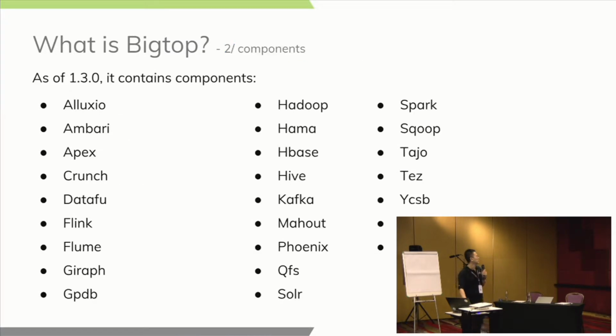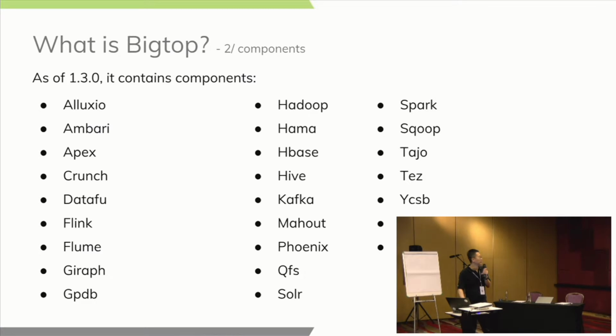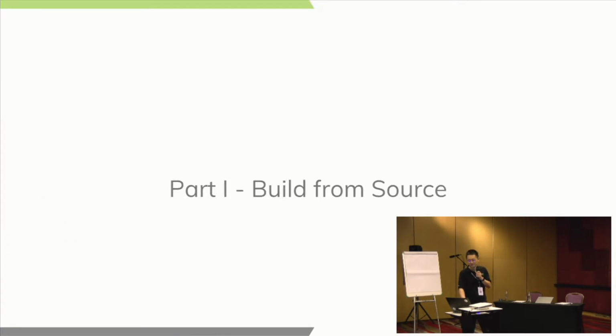So here are the components we have so far in Bigtop 1.3.0. All the popular names like Hadoop, Spark, Flink are there. It has more than 20 components here.